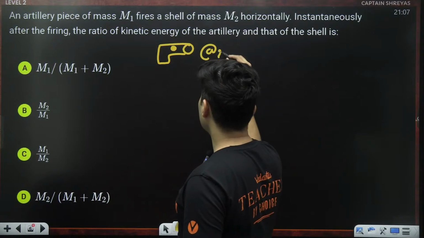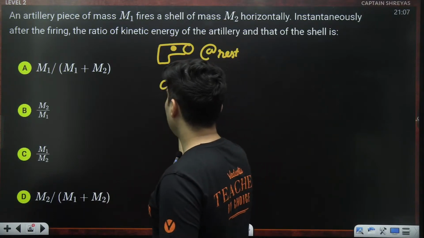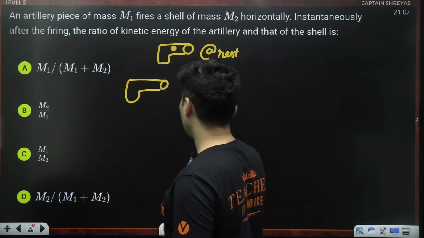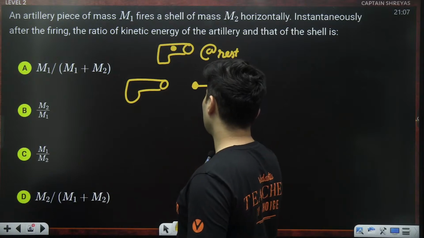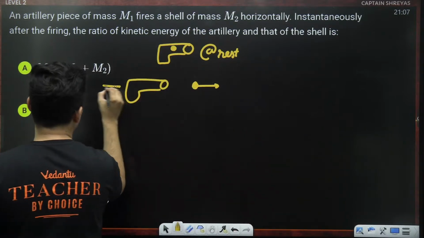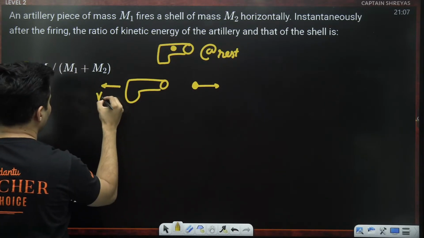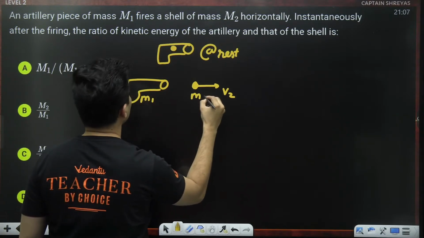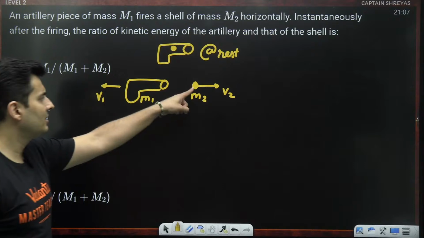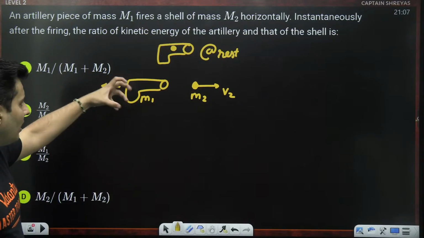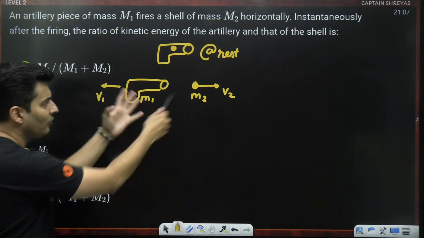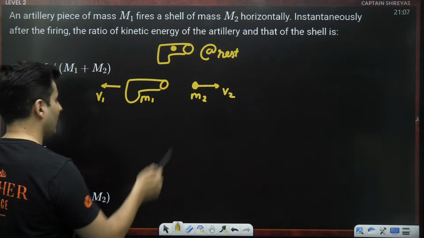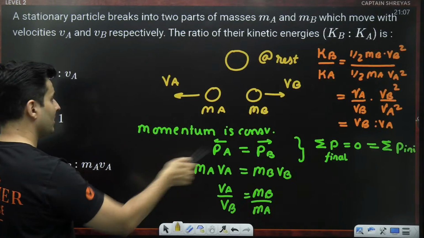Everything obviously is at rest. When that artillery, which is basically the gun, fires this particular bullet this way, it will recoil in this particular direction. If this is V1, this is V2, this is mass 1, this is mass 2. This is the shell, this is that gun or that artillery or that cannon which is firing this. Isn't this diagram same, just like this particular diagram?